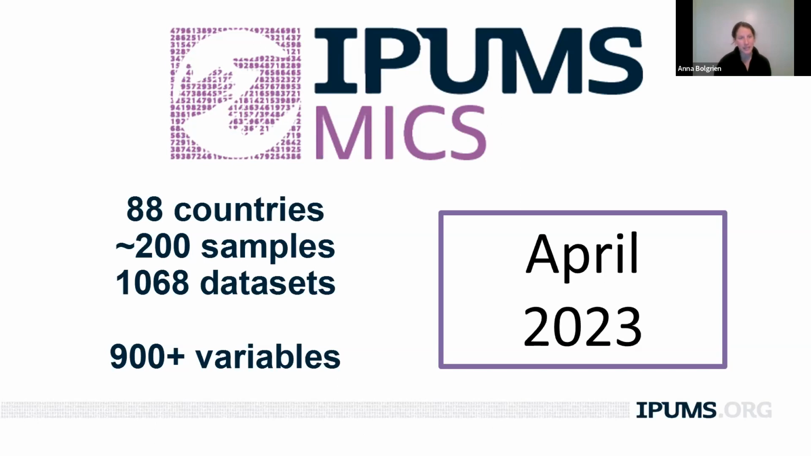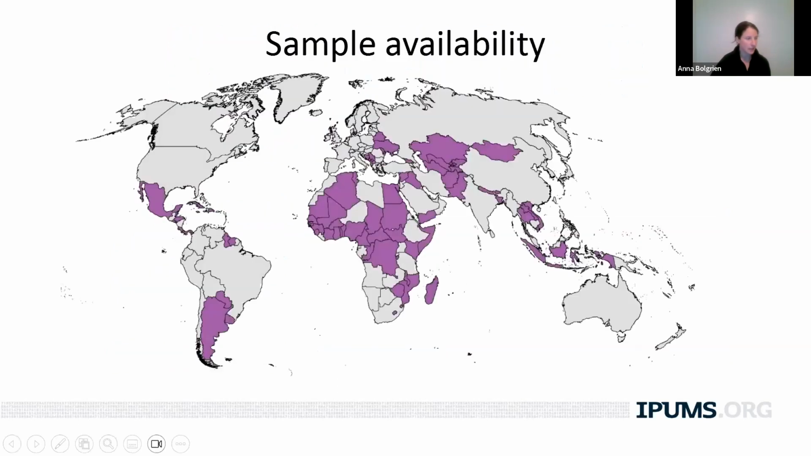In this first release of the project, IPUMS MICS will have 88 countries, over 200 samples, and 1,000 data sets across the different units of analysis. We will be releasing over 900 variables found in the standard MICS questionnaires. Our main focus is to provide data for all available countries when we first launch this project. We will continue to expand the collection of harmonized variables in subsequent releases.